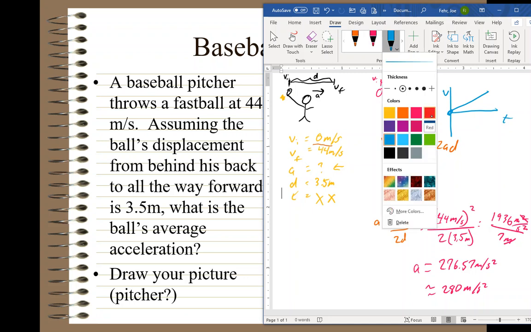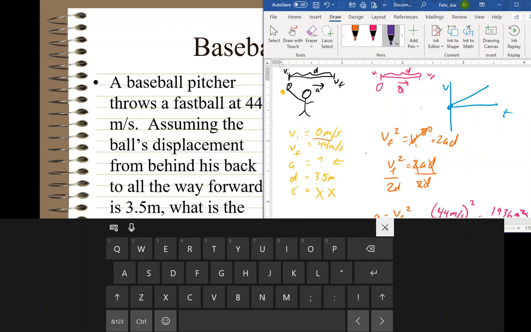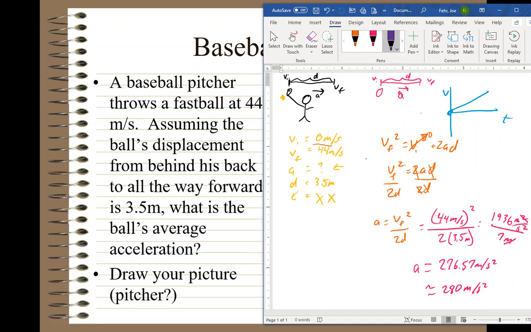So let's change the colors again. Actually, let's skip red and go to indigo. All right, so we actually already checked the units. The meters per second squared, that's a good sign. Let's go ahead and check through estimation.